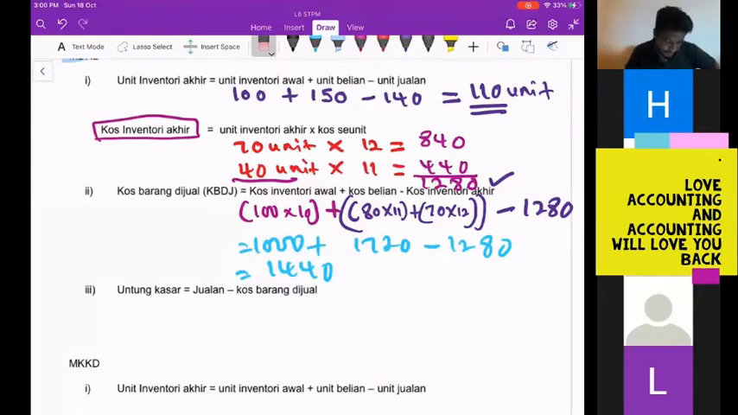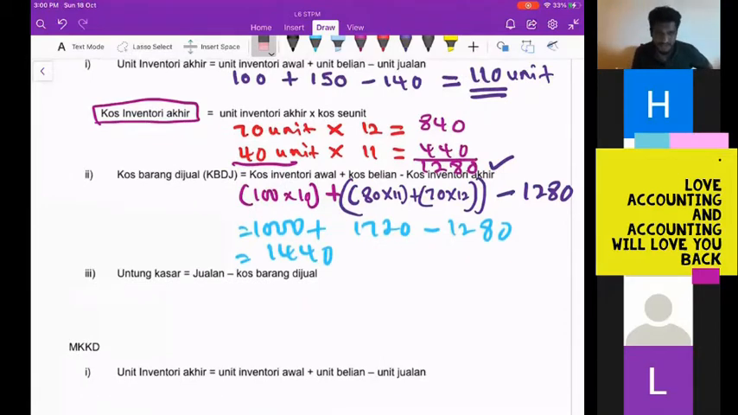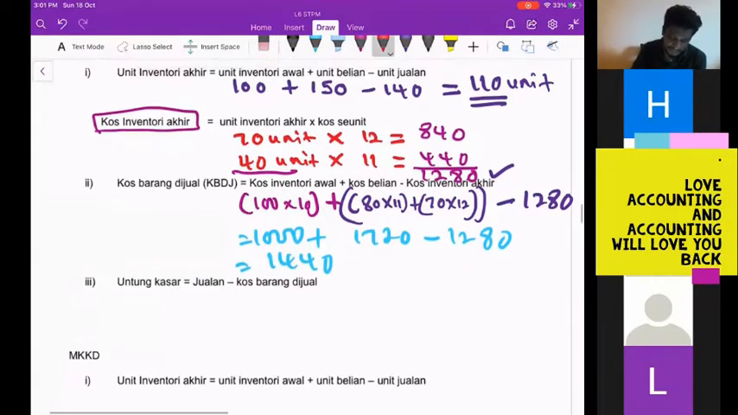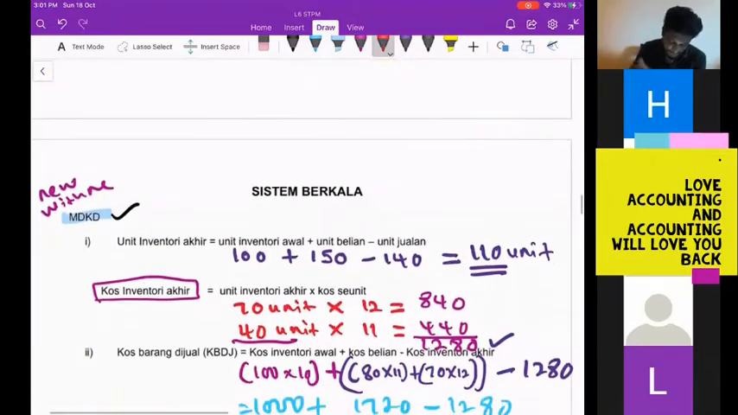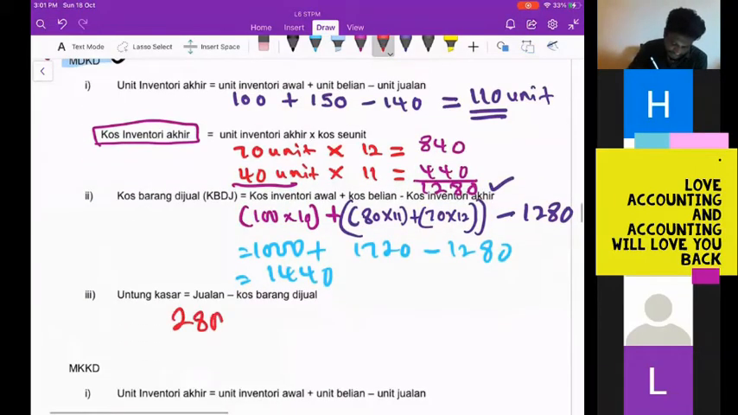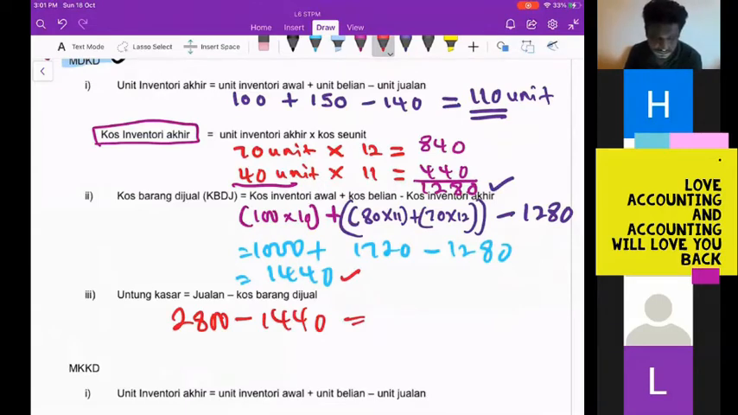Okay, next one, calculate the untung kasar. How to calculate the untung kasar? We take the jualan. How much is the jualan? I think just now the question told me how much the jualan is. The jualan is 2,800. So jualan 2,800 minus cost barang dijual, which is 1440. So how much is my untung kasar? 1360.